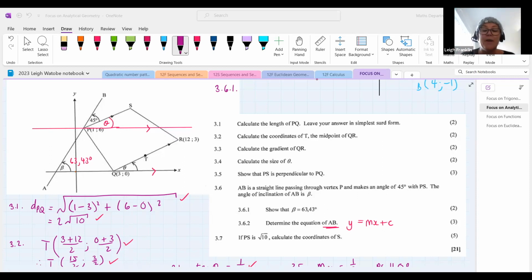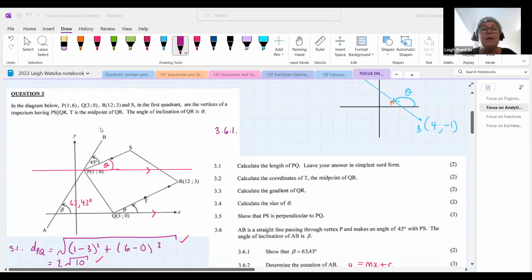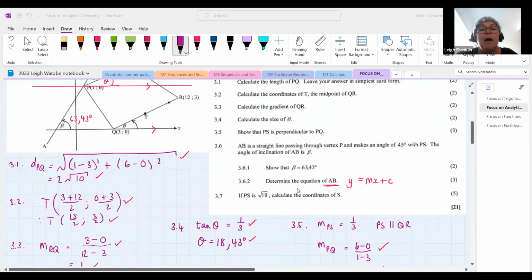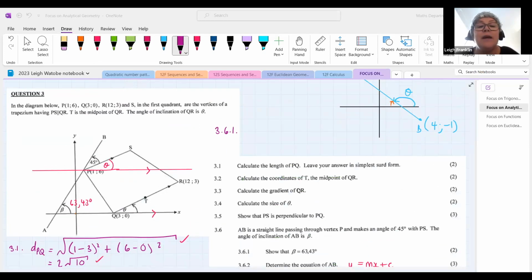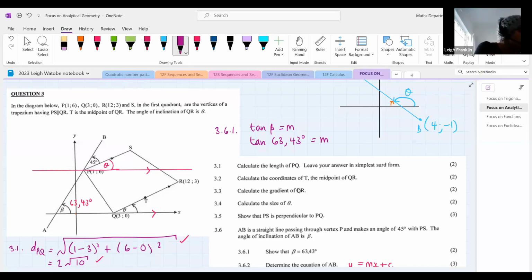Now you need to be careful. Again, there's more than one angle here. I know that on our formula sheet it says tan theta equals m, but in this case it's not tan theta, it's tan beta. So tan beta is m, and we need to write here that it is the tan of 63.43 degrees that gives us the gradient of this line. So now we can calculate that: tan 63.43, and the gradient of this line ends up being 2.